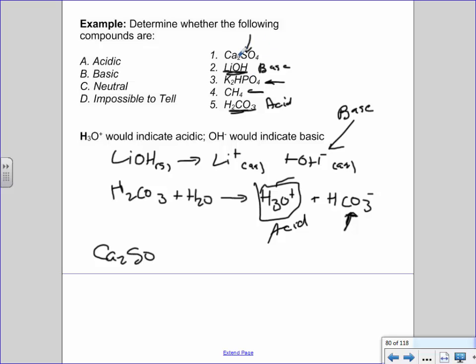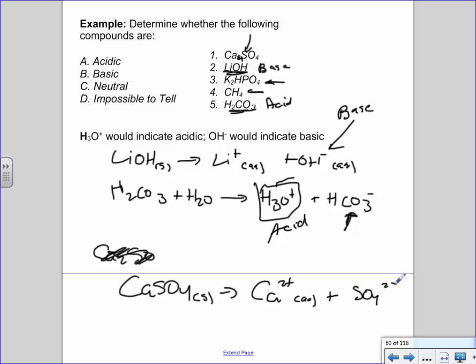First of all, it shouldn't be Ca2SO4, it should just be CaSO4. All right, first question, CaSO4: ionic or covalent? Yeah, right? Calcium's a metal. SO4 as a polyatomic ion is a non-metal. So the first thing I could do is dissociate it into Ca2+ and SO4 2-.